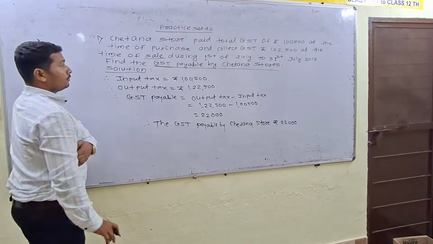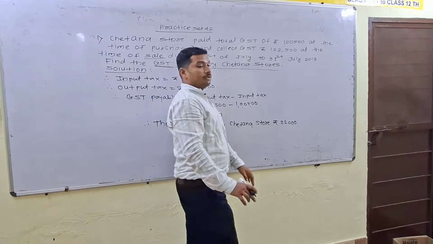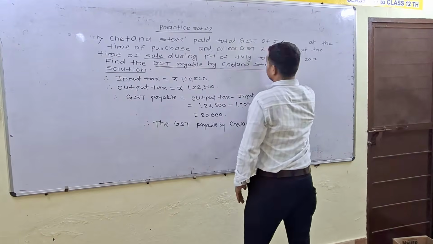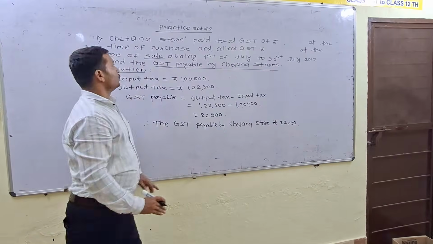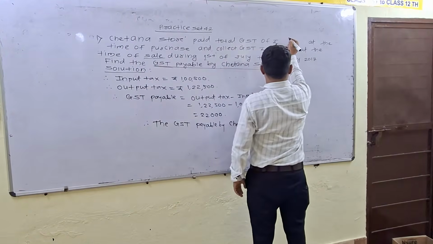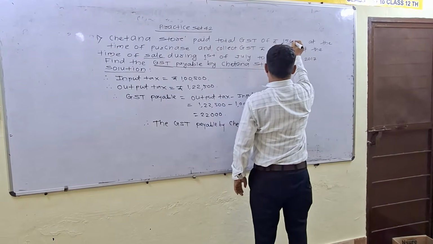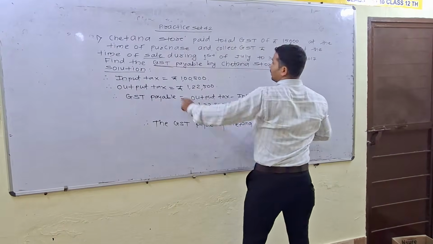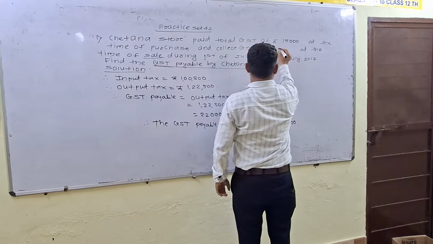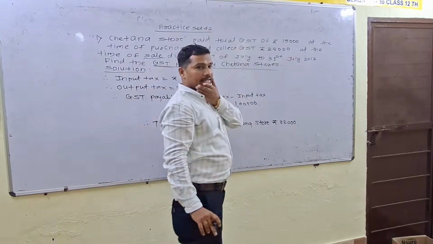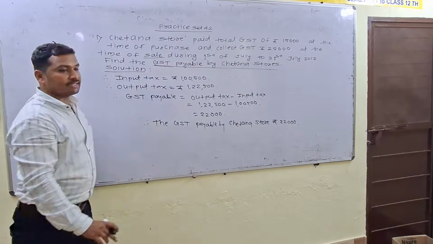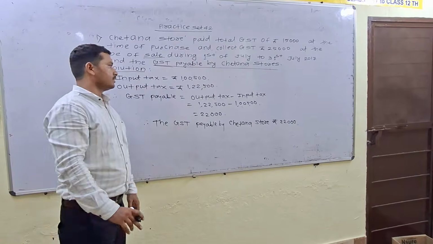Okay, we know that sometimes only the answers are changed. Look at here also. So, Chestnut Store paid GST of 15,000 rupees. At the time of purchase, the GST collected is 25,000 rupees. So the price is increased, therefore the GST is increased.